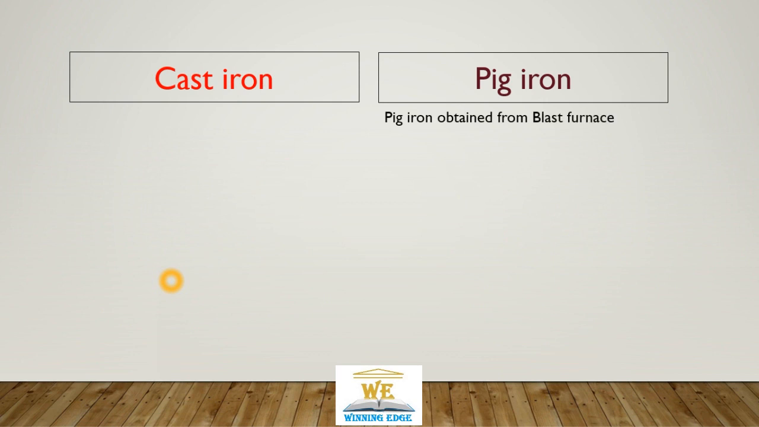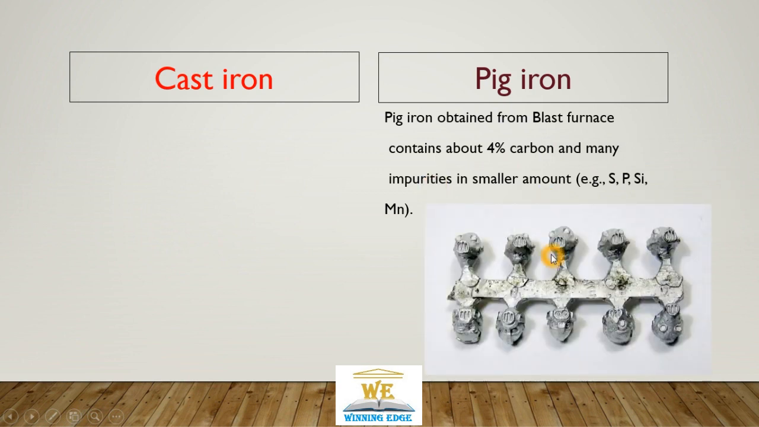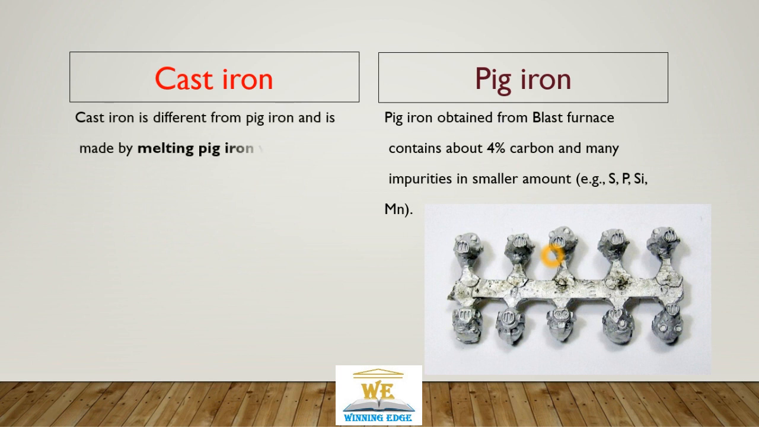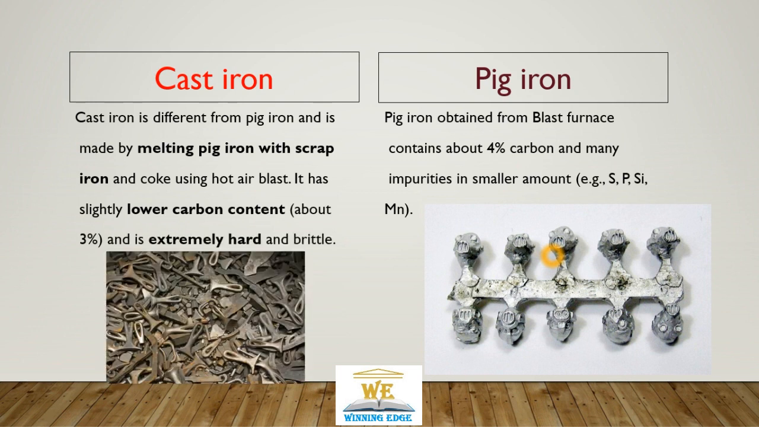What are the properties of molten iron, cast iron and pig iron? Pig iron contains large quantities of carbon and many impurities, so it is weak in strength. Cast iron is different from pig iron. It has a lower carbon content and is made by melting the pig iron with scrap iron. It has a low carbon content of about 3% and is very hard. That's why many tools are made from cast iron.